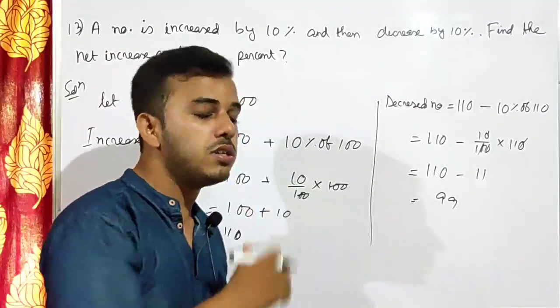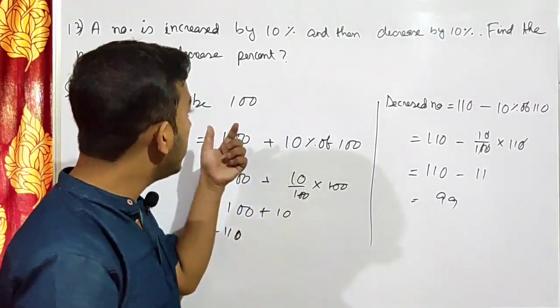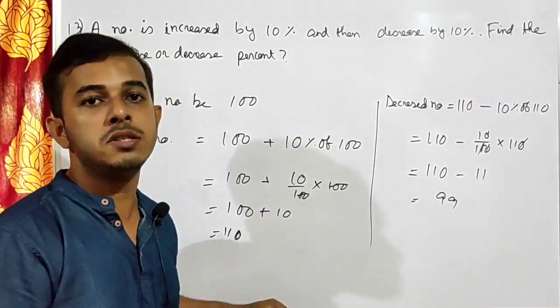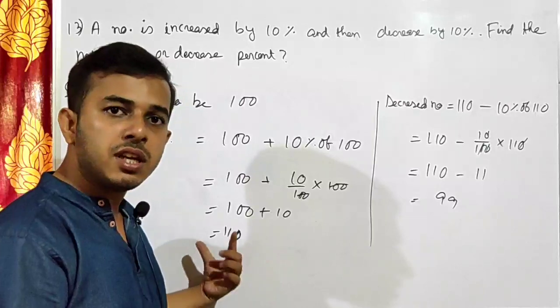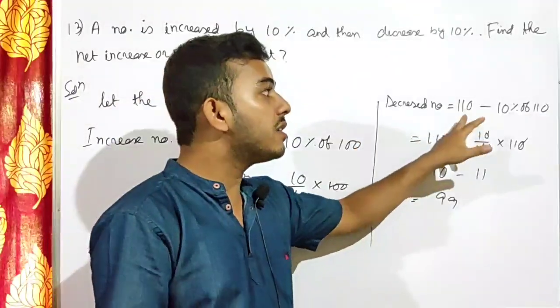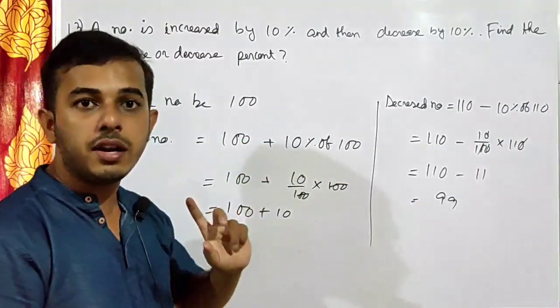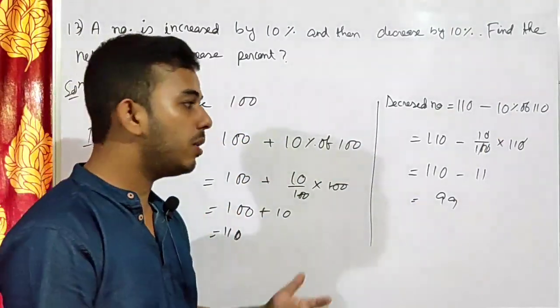But here in percentage there will be much difference, because after increasing 10% the number is changed, isn't it? Okay, and then in the second case that number was how much? 110. In the first case the number was 100, isn't it? That's why the value will be changed.